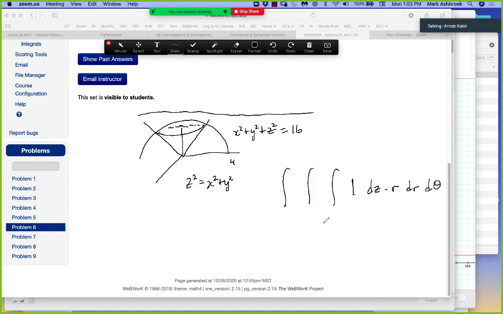X squared plus y squared. Yeah, it'd be the cone, so actually it'd be the square root of that, right? So it'd be z equals that. And then the top would be the sphere. So the bottom is the cone, the top is the sphere, again solving for z.